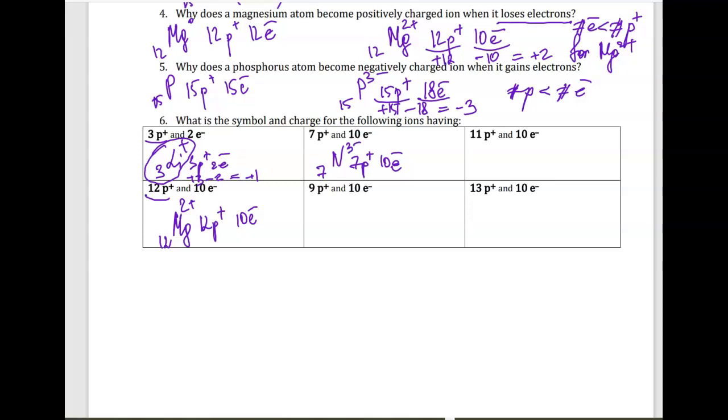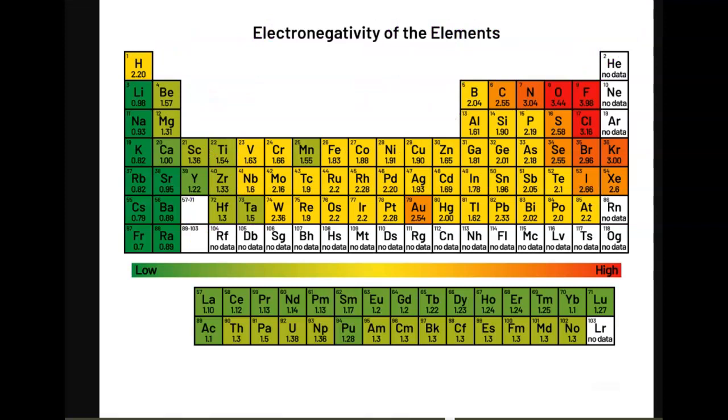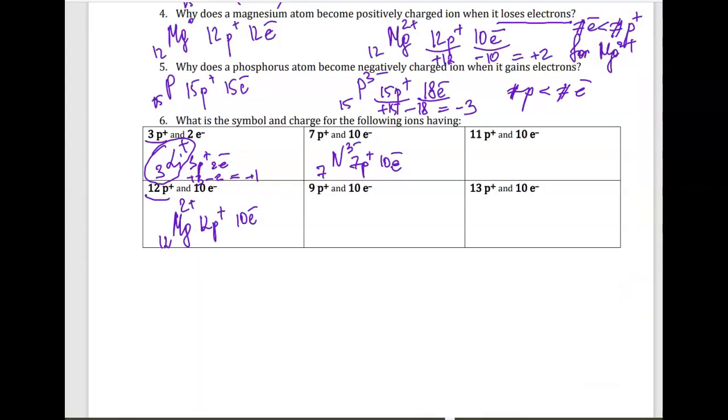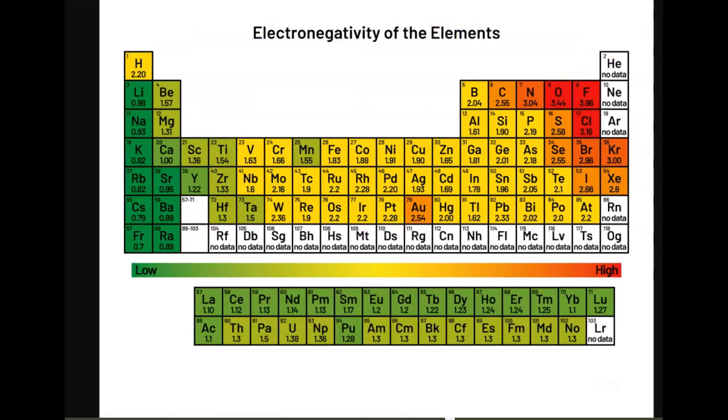Okay, 9 protons. Jump here, 9. Let's find 9. 9 is the atomic number of fluorine. So fluorine, 9 protons and 10 electrons. You can see electrons more than protons. That gives us a negative charge. 11 protons gives us sodium with atomic number 11.